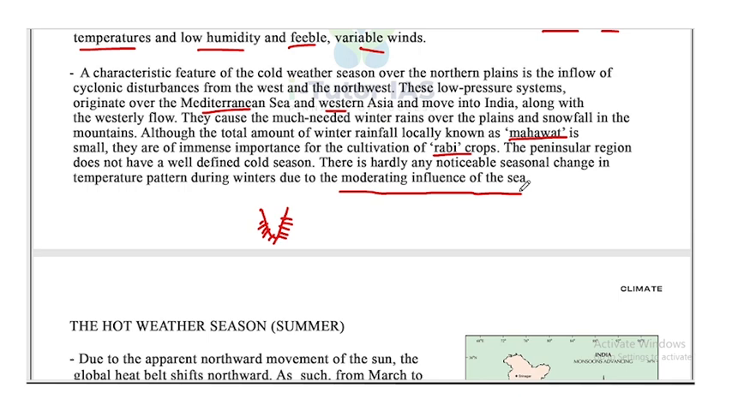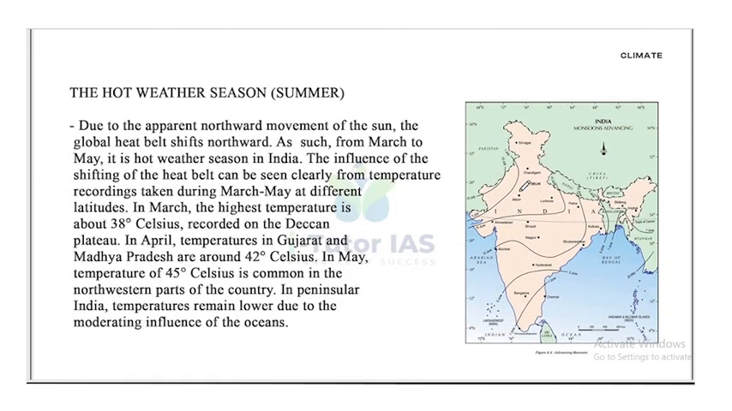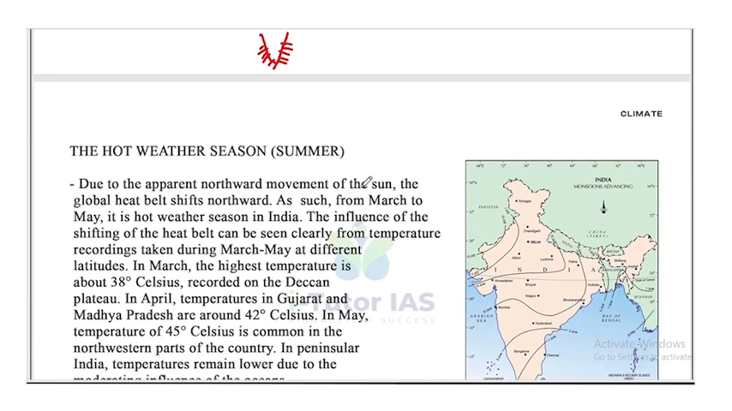Now, hot weather season or summer. Due to the apparent northward movement of the sun, the global heat belt shifts northward. As such, from March to May, it is hot weather season in India. So what is the time period? March to May.